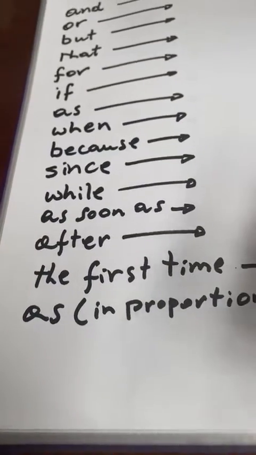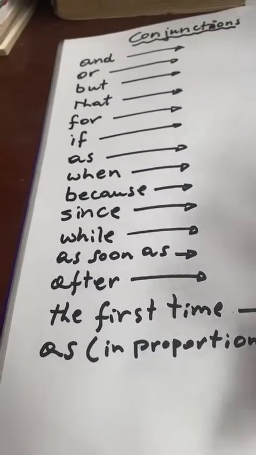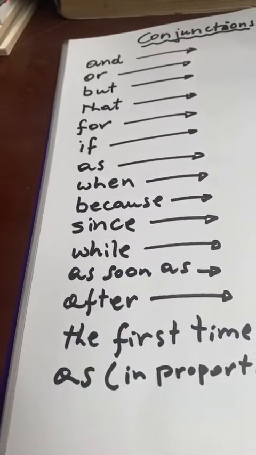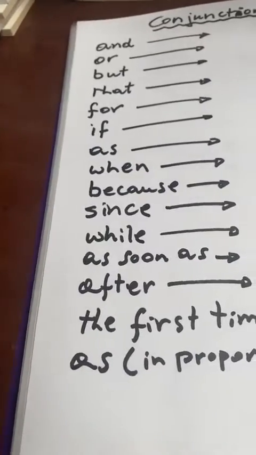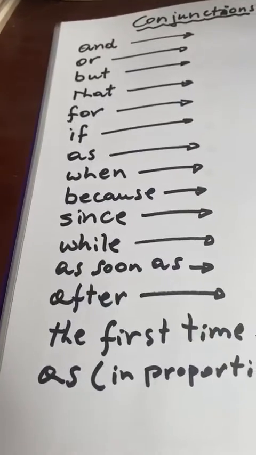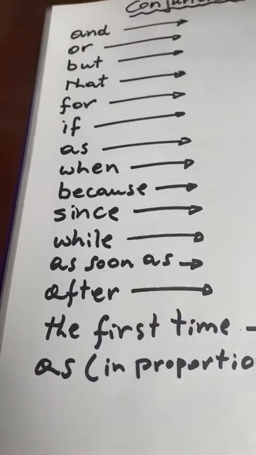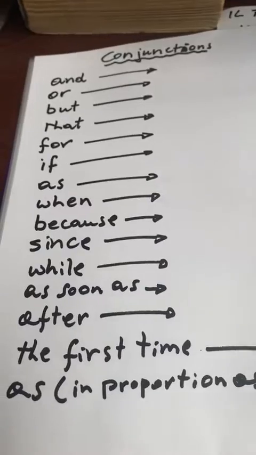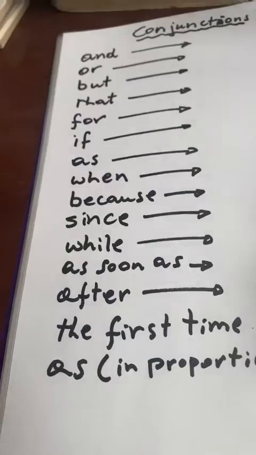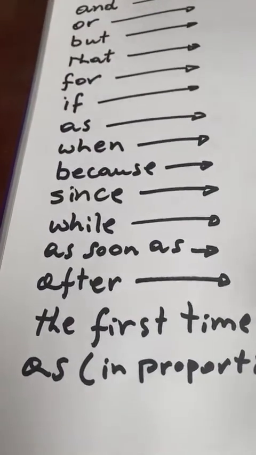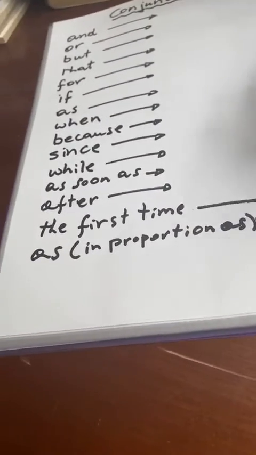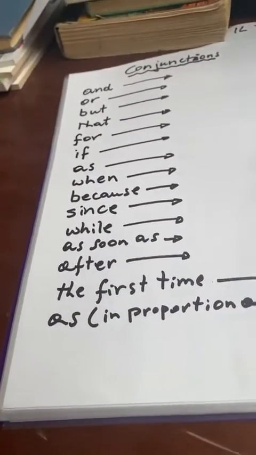But the advantage here is that I'm not being interrupted at all. I'm on my own, in my warehouse, and I am doing it online. No interruption. Beautiful. No one listens. That's okay. If you don't do it today, you can come in another time. But here we are. Conjunctions. And, or, but, that, for, if, as, when, because, since, while, as soon as, after, the first time, as, in proportion as. So those are the conjunctions.